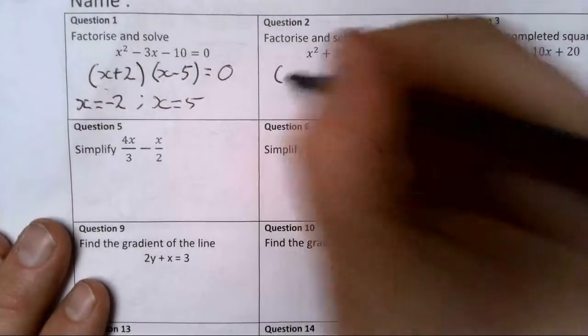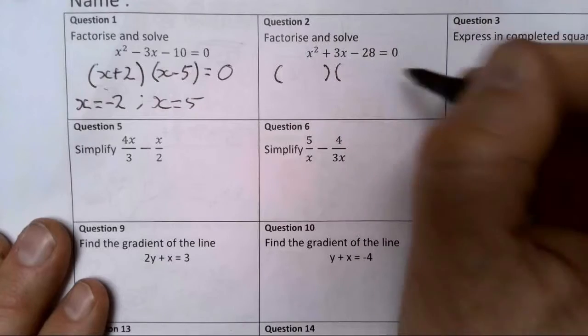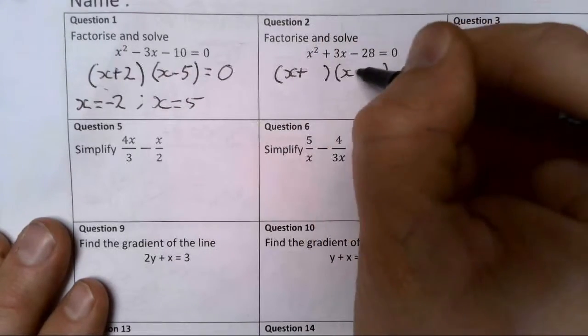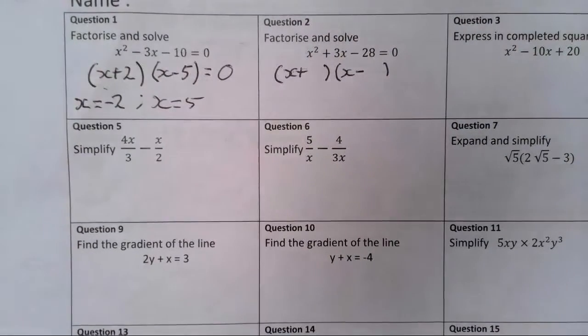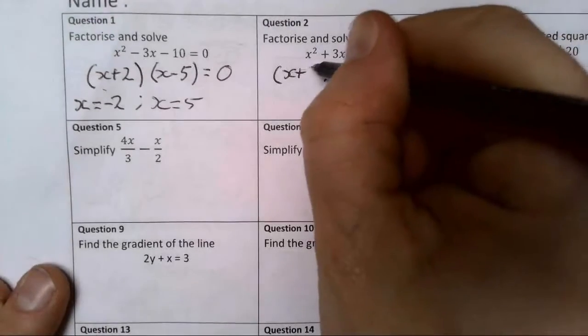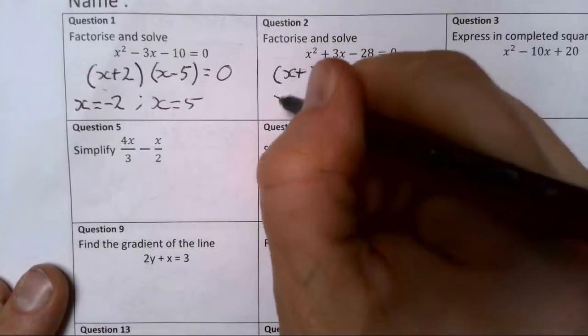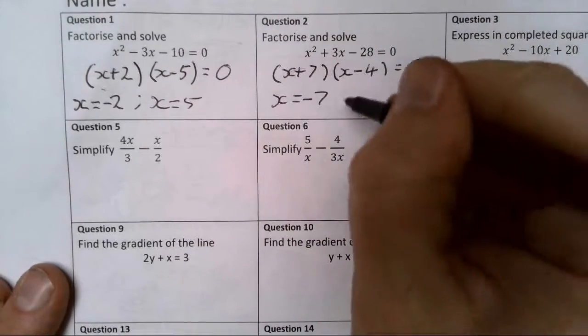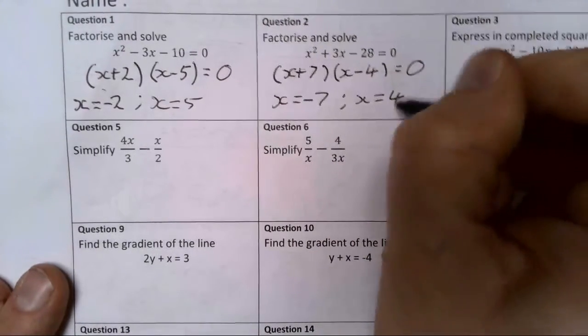Same thing here. I know I'm going to need one positive and one negative in order to make the multiplication a negative number. 28, I'm thinking straight away about 7 times by 4, because that's the timetable that comes to mind with 28. Of course, you could think about 14 times 2 as well, but in this case I can see that 7 and 4 are going to work. I need plus 7 and minus 4, so I got x equals minus 7 to make that bracket equal to 0, and x equals 4.